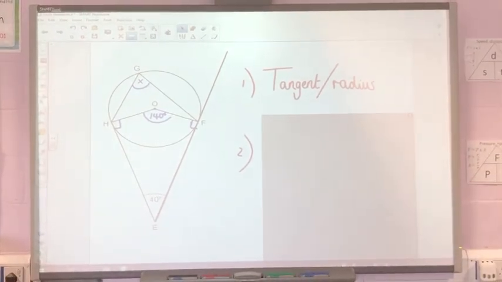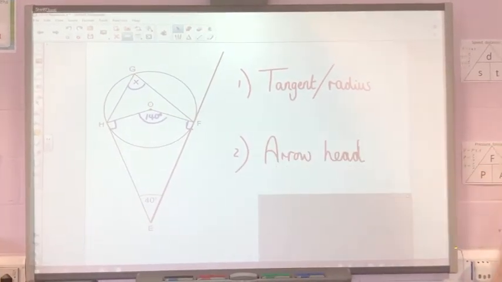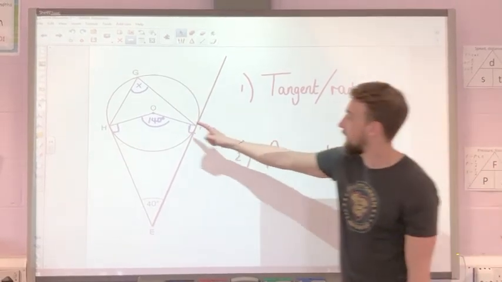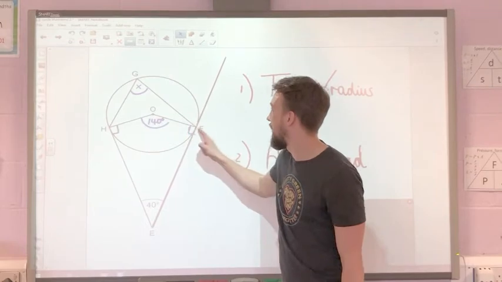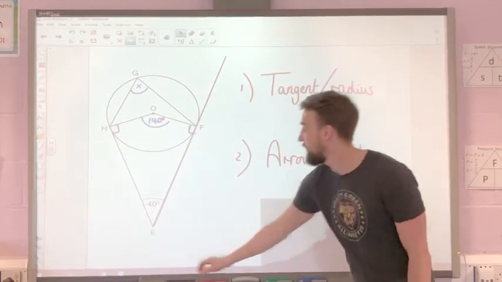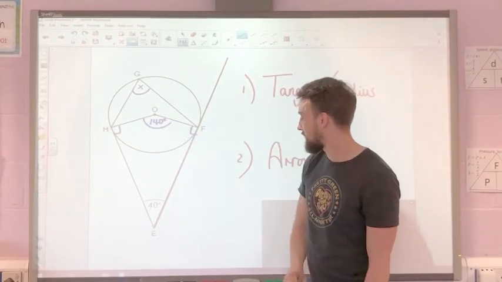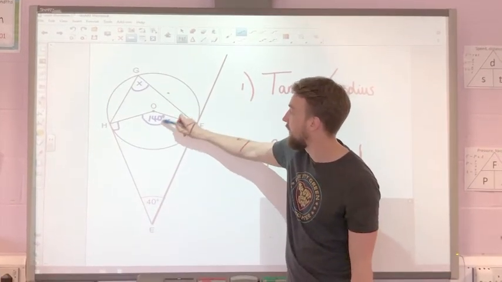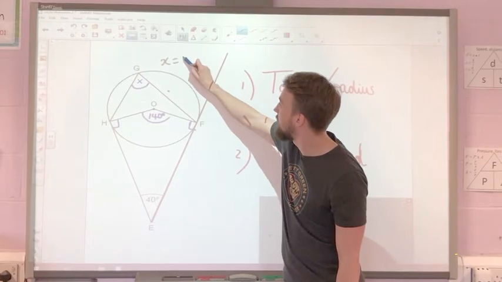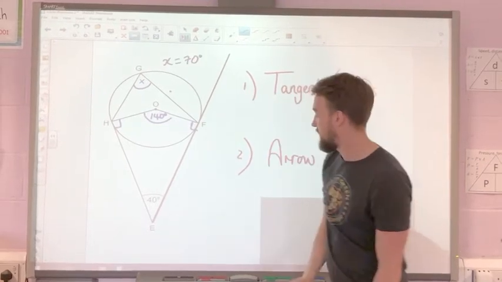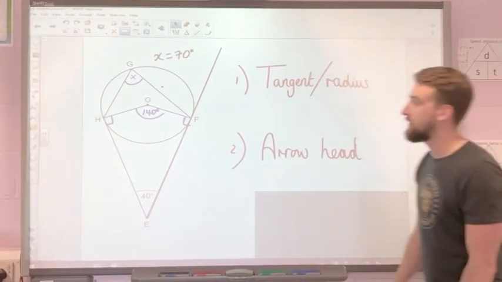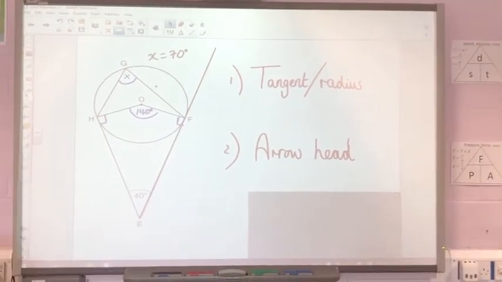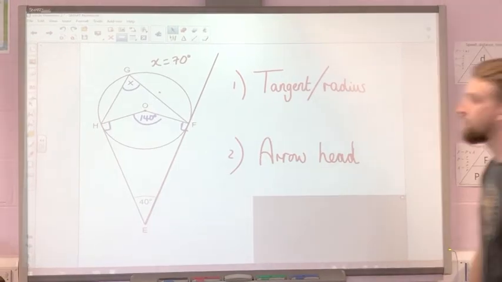So the second circle theorem that you would use will be the arrowhead theorem from this lesson. You can see H, O, F, G makes that arrowhead shape. Really important that we're going through the centre there. So this angle here will be half of this one here. So X will be 70 degrees. Well done if you got that. Let's go to question 2.